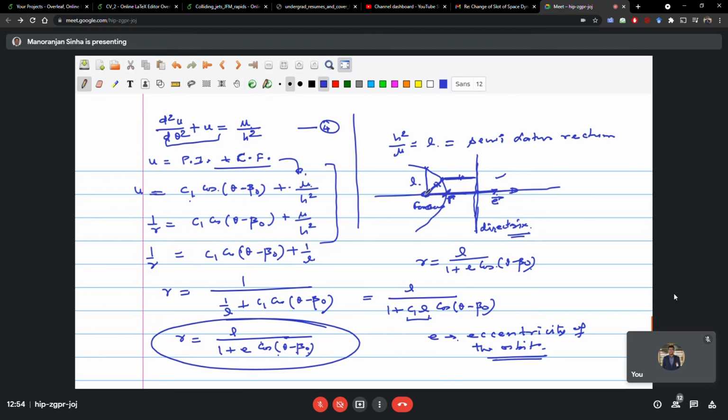This theta is measured from some reference point. In this case, this may be the reference point, so this angle is theta. Minus beta 0, so beta 0 can be defined here. This is your beta 0. Effectively, the angle being represented here is your phi angle. So let us write this as L by 1 plus e cos phi.